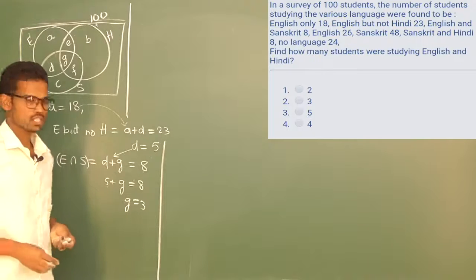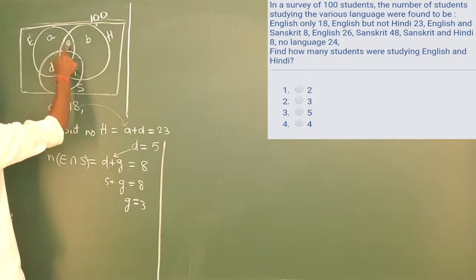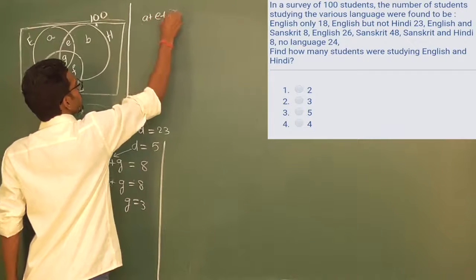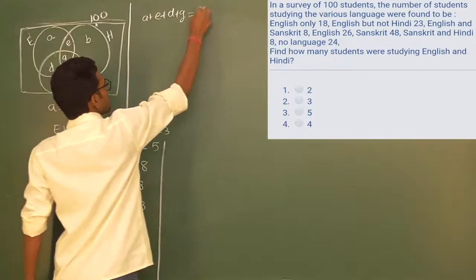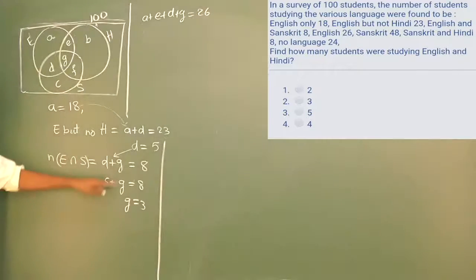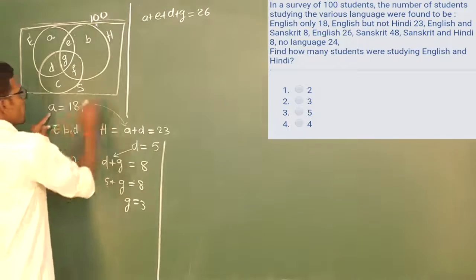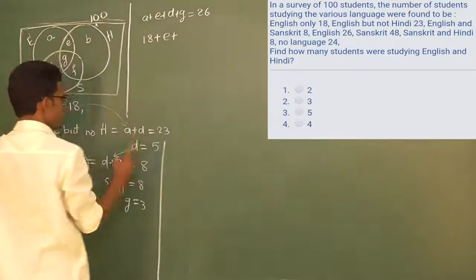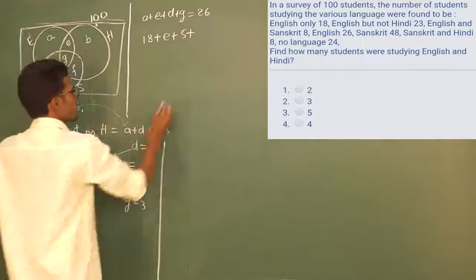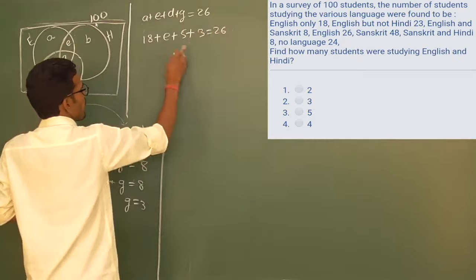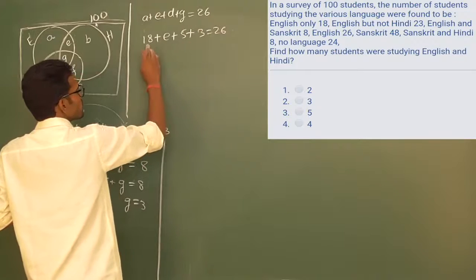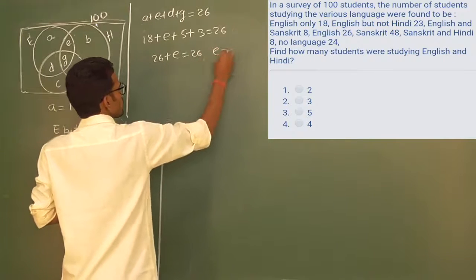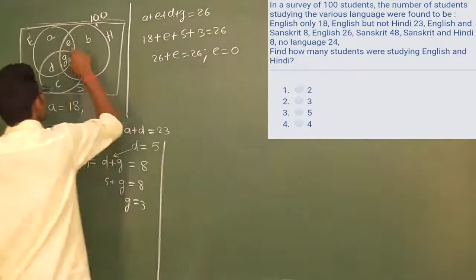Again they have given English, that means the full English is equal to A plus E plus D plus G, which is 26. From this, we will put in the values we have so that we will find the other values. A is 18, D is 5, G is 3, so 18 plus E plus 5 plus 3 is equal to 26. If you add them up, 5 plus 3 is 8, 8 plus 18 is 26, so 26 plus E is equal to 26. So, what is the E value? From this, E is 0.